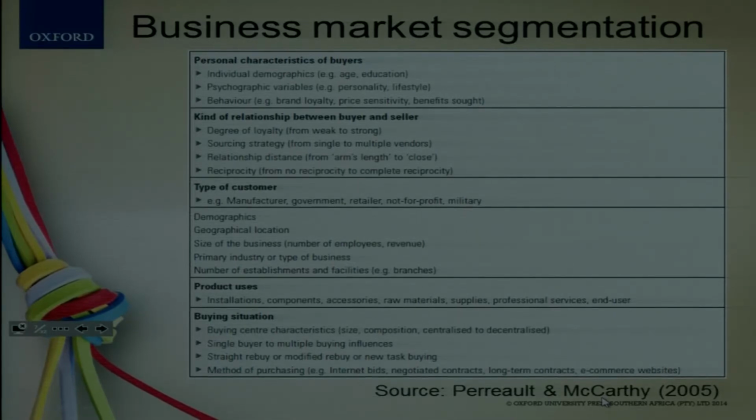And lastly, you look at your buying situation. Buying center characteristics, the size, composition, central or decentralized. So you need to look at which center I'm going to use when I'm going to sell this product. You look at the single buyer to multiple buying influences. Who influences people to buy?